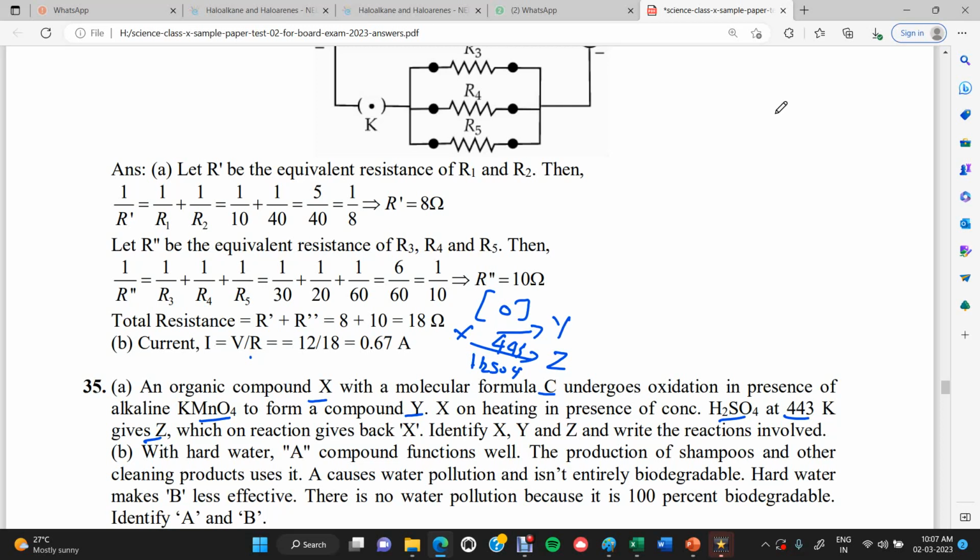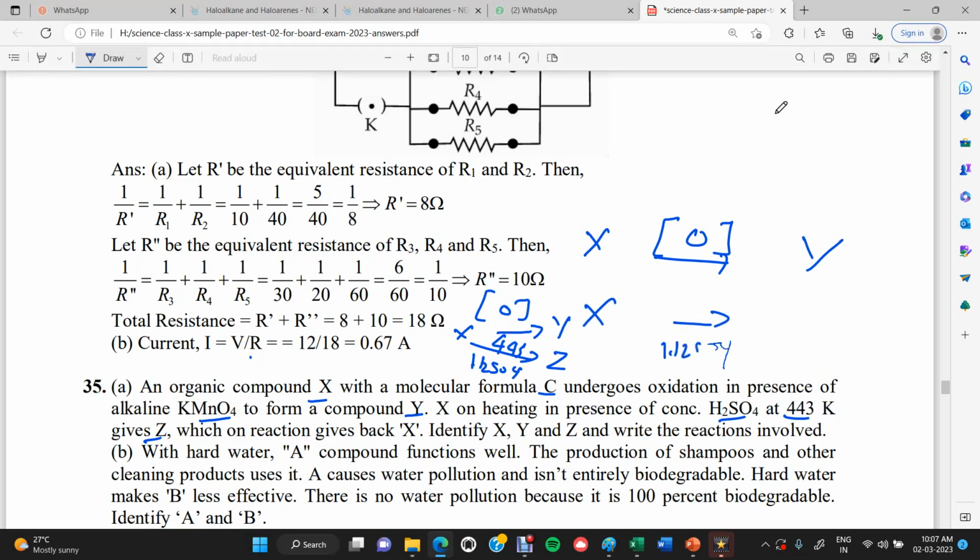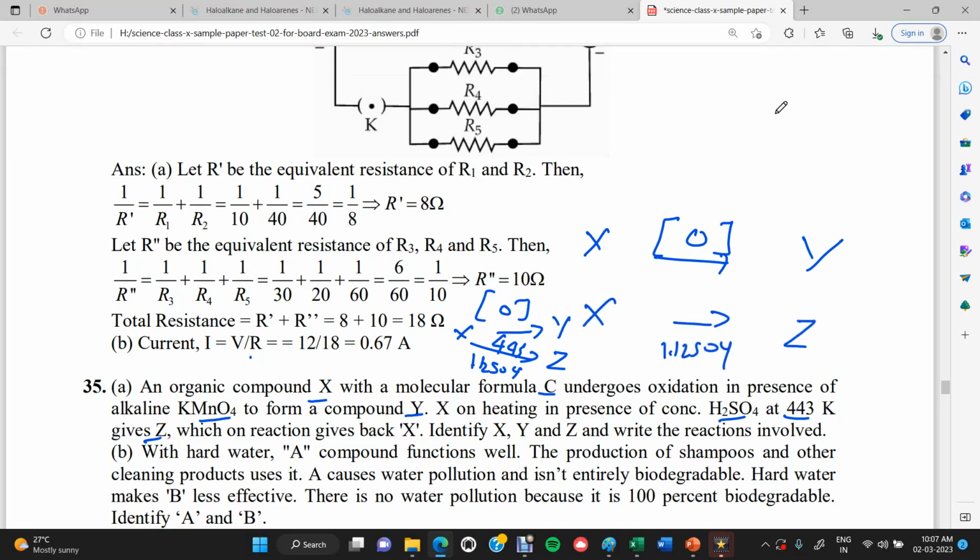So we have to find out. They didn't give the molecular formula. The only hint they gave is that X on oxidation gives Y. X on dehydration with H2SO4 gives Z, and Z on the reverse reaction, addition of water, gives back X. Since dehydration takes place, it must be an alcohol. Alcohol has an OH group, so H2O release is easier. And alcohol on oxidation can give an acid.